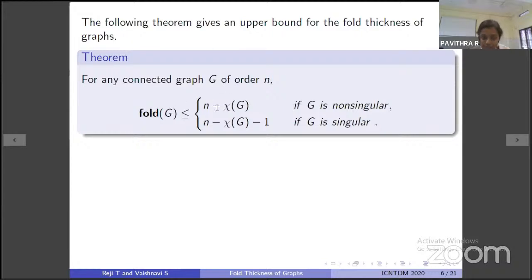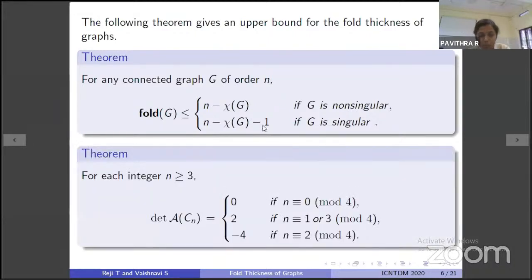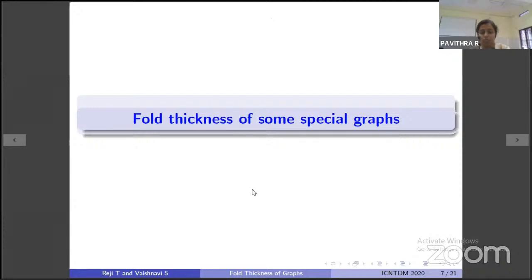and fold thickness is less than or equal to n minus chromatic number of G, we can conclude that fold thickness is equal to n minus chromatic number of G if it is non-singular, and if it is singular, we can conclude that it is equal to n minus chromatic number of G minus 1. Next theorem gives the determinant of the adjacency matrix of a cycle graph. Now I move on to our main results.